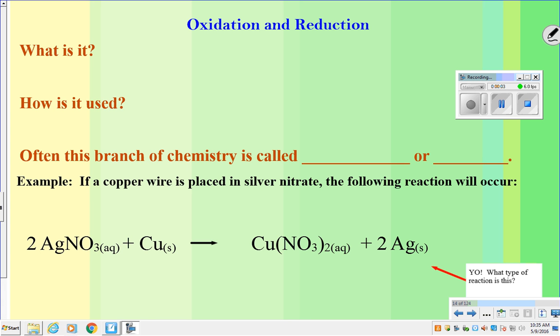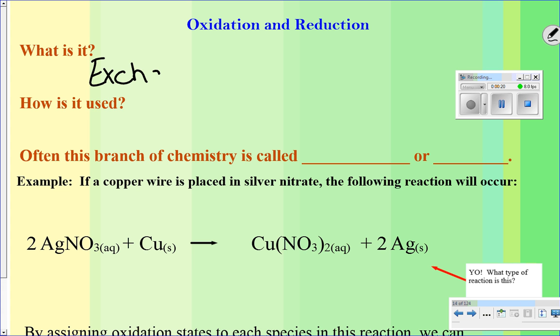Welcome to Identifying and Defining Oxidation and Reduction. So we talked already about assigning oxidation states. Today we're going to talk about how we can use those oxidation states to identify if a reaction is an oxidation or a reduction reaction. Oxidation reduction is an exchange of electrons. Specifically, one species is going to lose electrons while another one gains them.